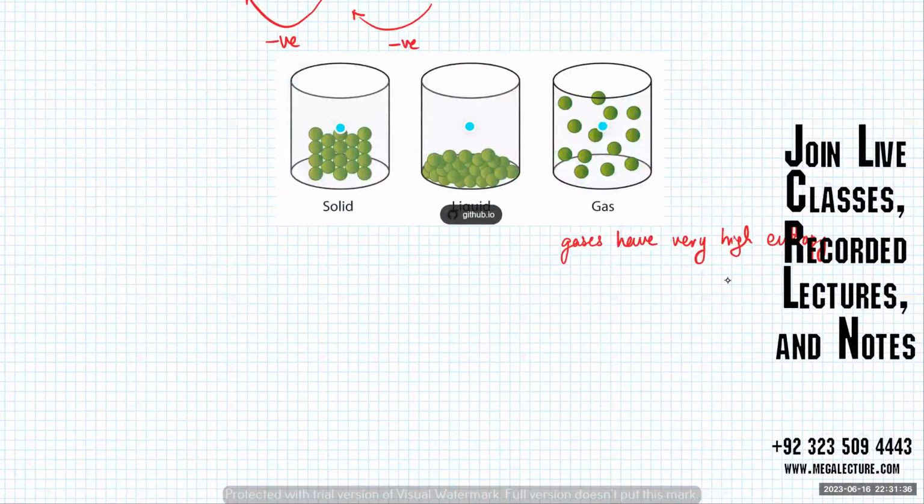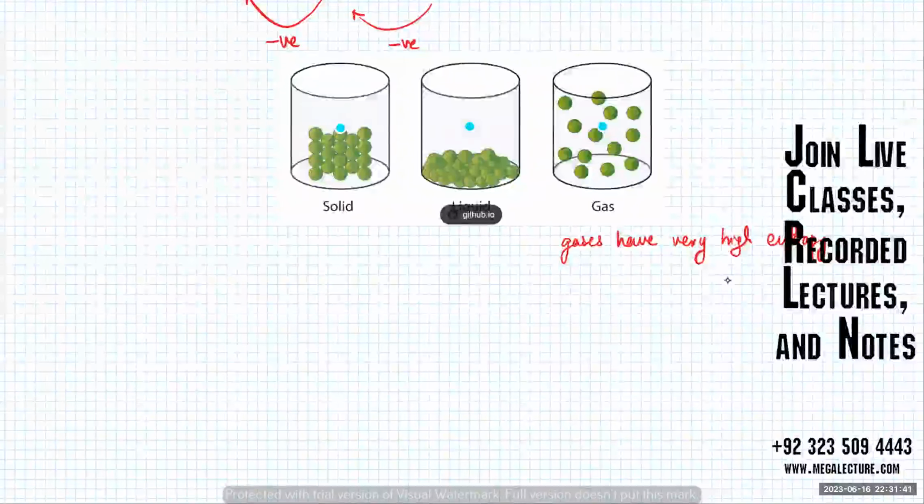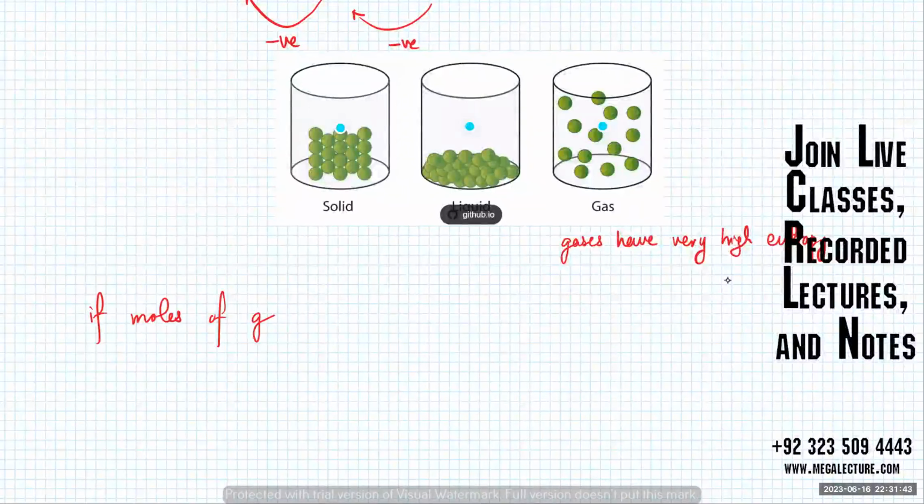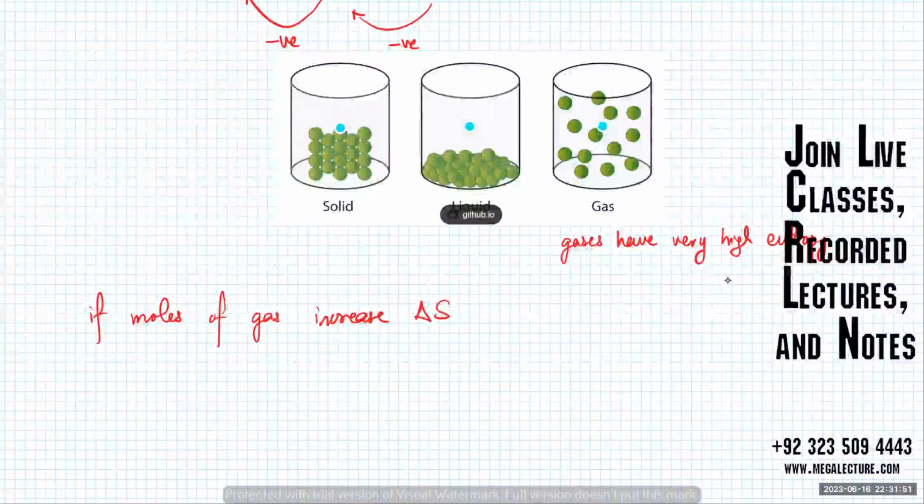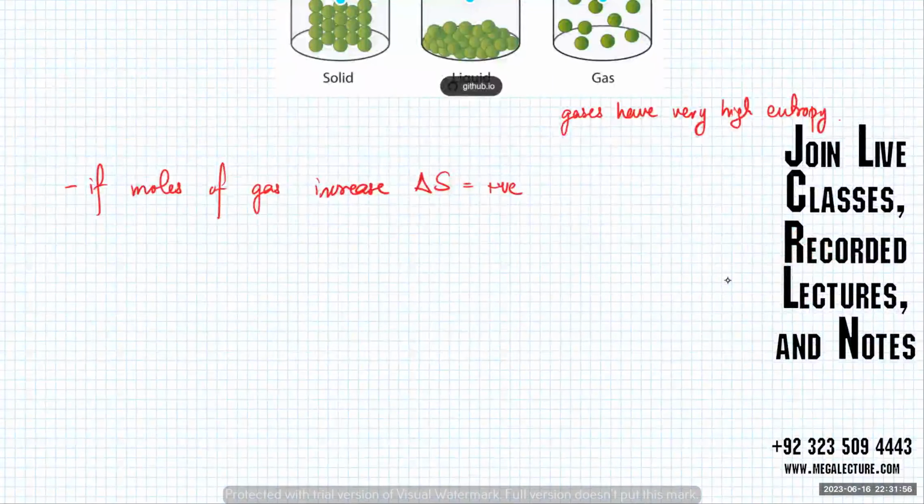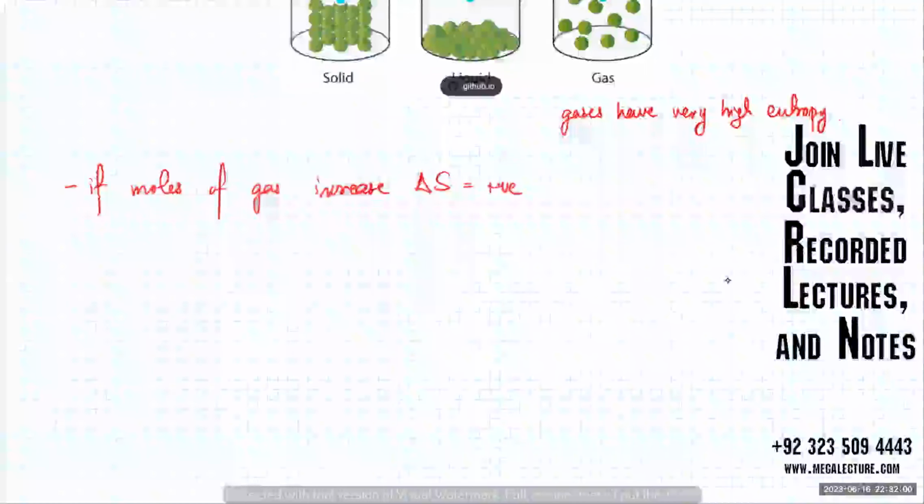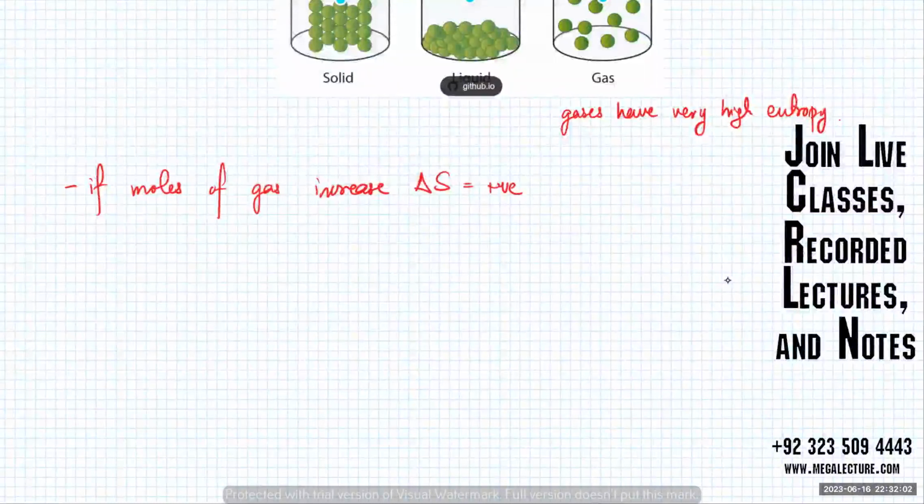So if your moles of gas increase, that means delta S is positive. So you tend to focus on the moles of gas, whether they're increasing or decreasing. And that's pretty much it. Solid to liquid to gas, and moles of gas. Focus on the moles of gas.